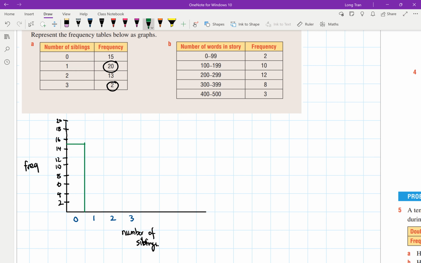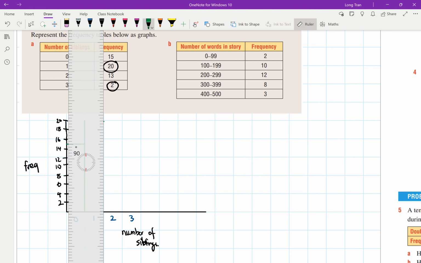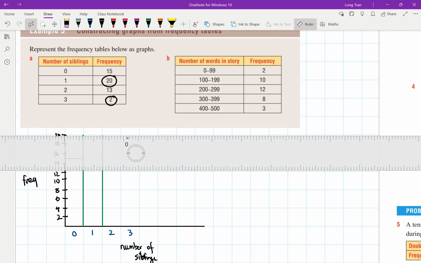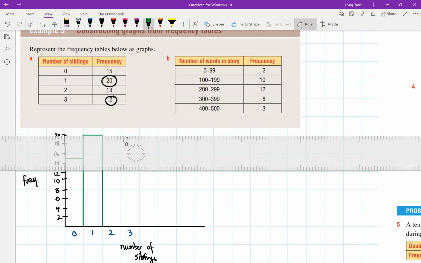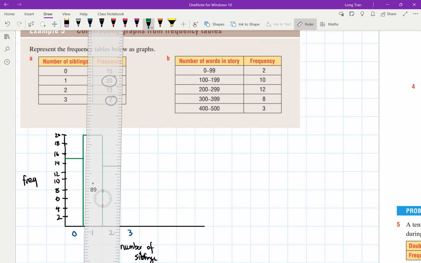Then I go to the next one. 1 has 20. So 20 is up here. I'm just going to move this across. This is 20. Then we've got 2. What is for 2? 2 says 13. So under 13, that's where 13 would roughly be. Here we go. I'm just going to do 90 degrees again.